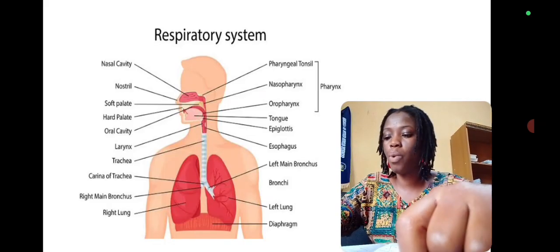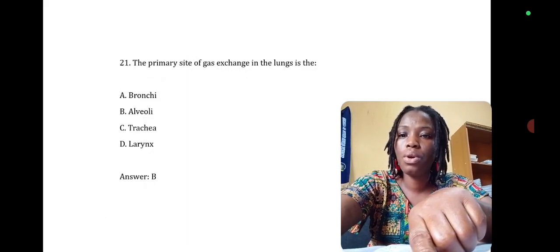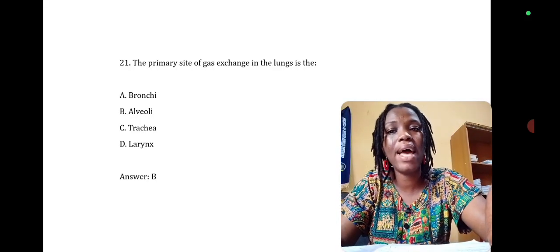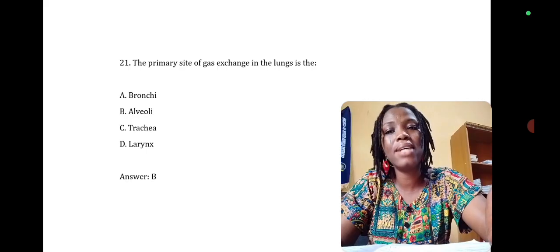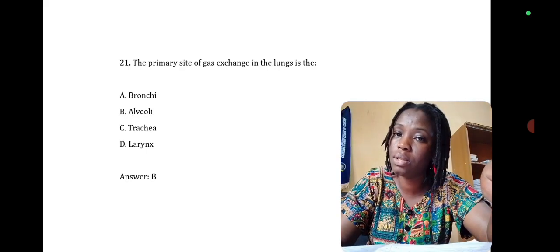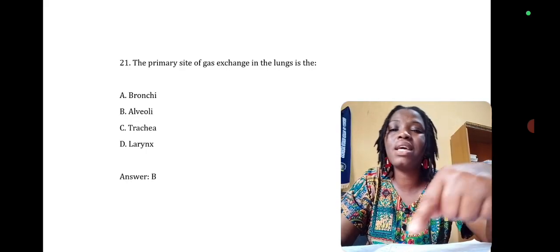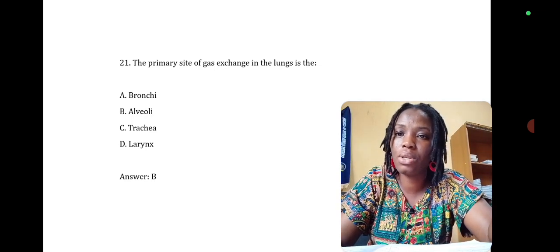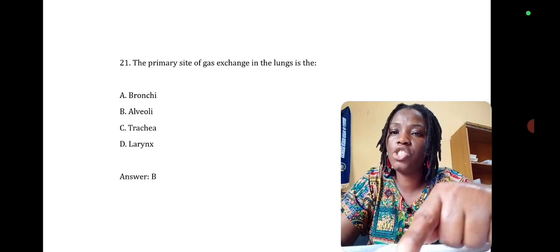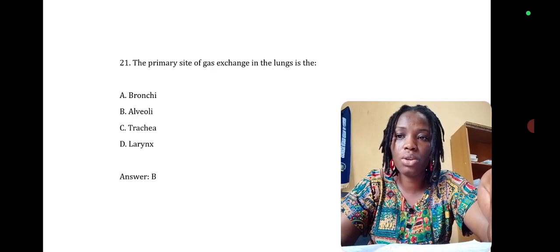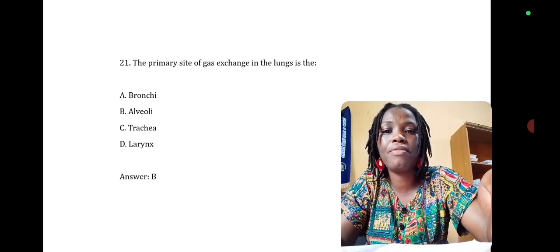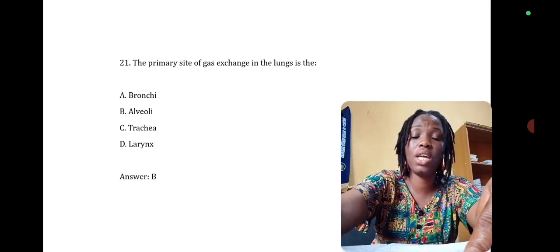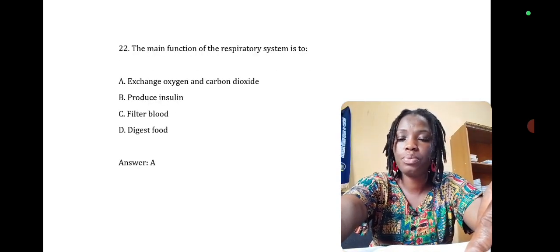So we'll go to the questions now. Question 21. It said the primary site for gaseous exchange in the lungs. You see, they said in the lungs. If they say gaseous exchange in the tissue, you know it's internal they are talking about. But they say gaseous exchange in the lungs. So it's B, alveoli. Alveoli, that is where gaseous exchange happens in the lungs.